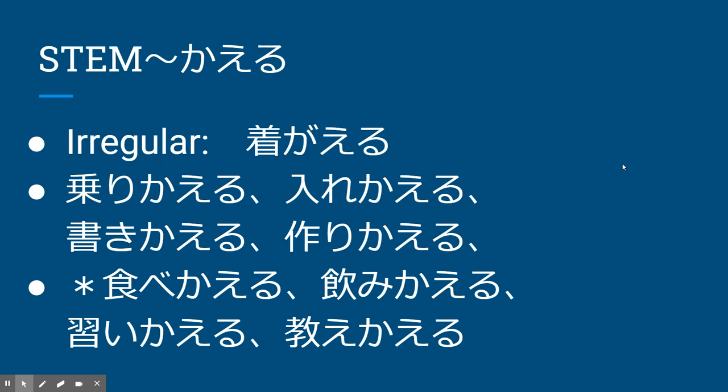Tsukuri kaeru, I'm going to remake something. That's pretty easy to translate from Nihongo into Eigo. Tsukuri kaeru, I'm going to remake this box. I'm going to take it apart and I'm going to remake it. That's tsukuri kaeru, and usually it implies that you're doing it slightly in a different way.